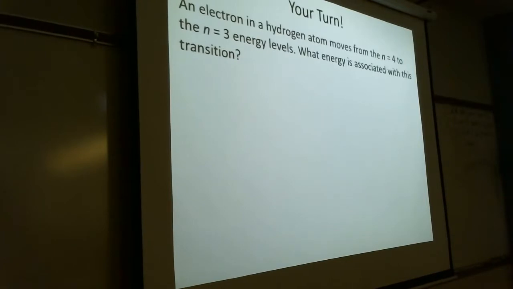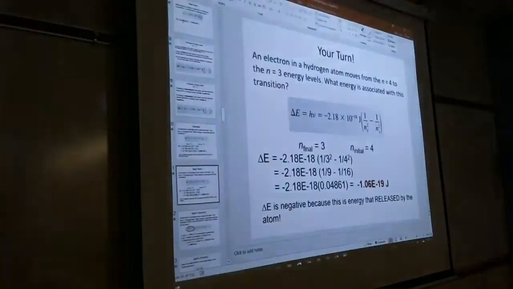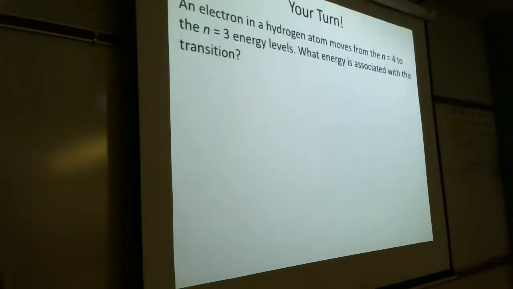Why don't you try this one? Electron moves from n equals 4 to n equals 3. What energy is associated with this? I'll pause the video. Let's go over this problem. So n equals 4 to n equals 3. Which is final and which is initial? Right, n equals 3 is final, n equals 4 is initial.